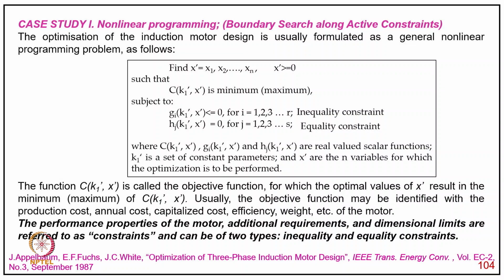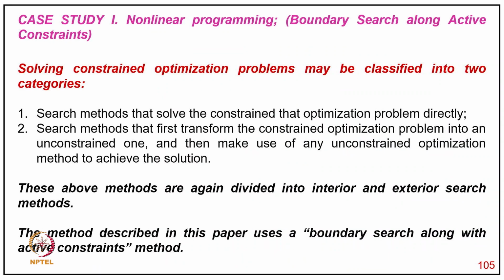Usually the objective function may be identified as the production cost, annual cost, capitalized cost, efficiency, weight or volume of the motor, and performance of the motor. Additional requirements and dimensioning limits are referred to as constraints and can be of two types, inequality or equality constraints. Now, case history 1, this is nonlinear programming boundary search.